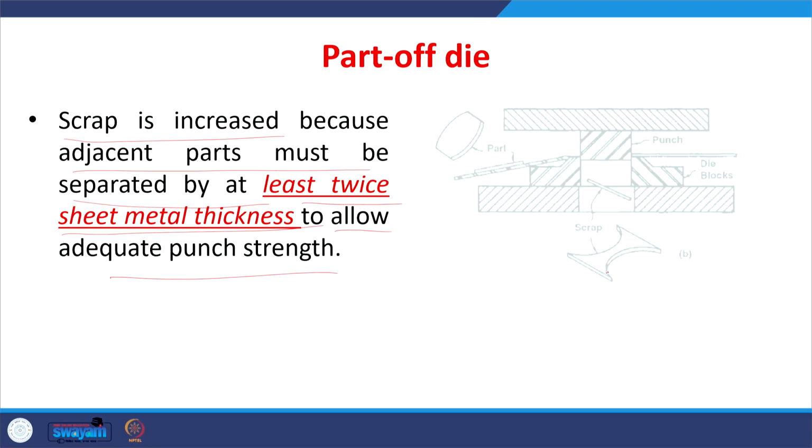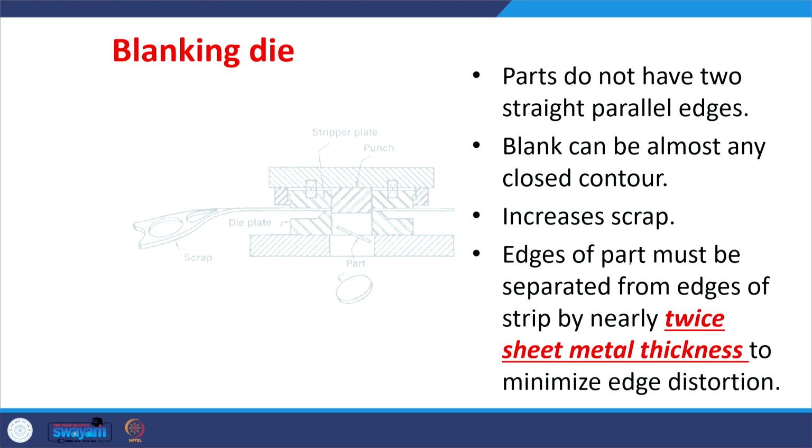So, here say this is the scrap that is being produced, and here this is the punch and this is the die and this is the part which is being produced. So, this is basically the blanking operation, and in between we will have a lot of scrap produced.